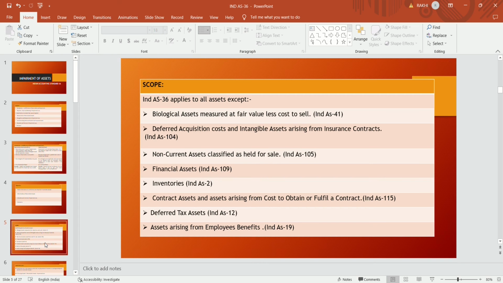That is Ind AS 41. Now, deferred acquisition cost and intangible asset arising from the insurance contract.